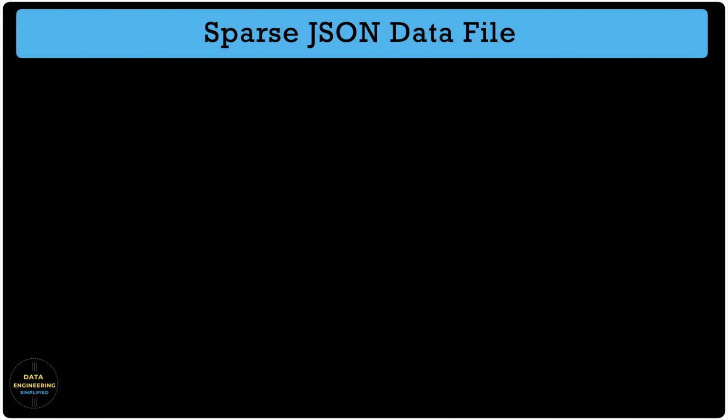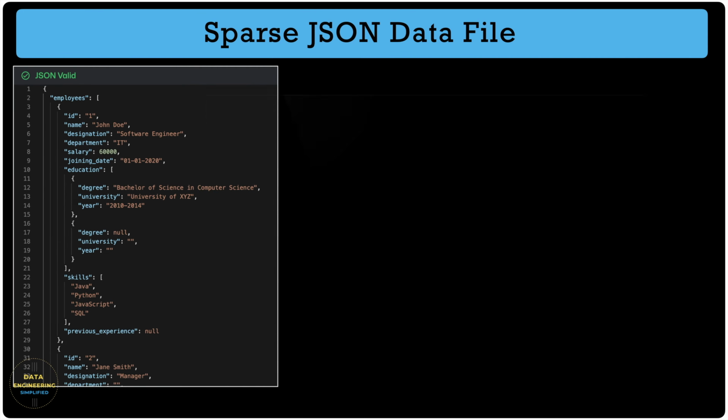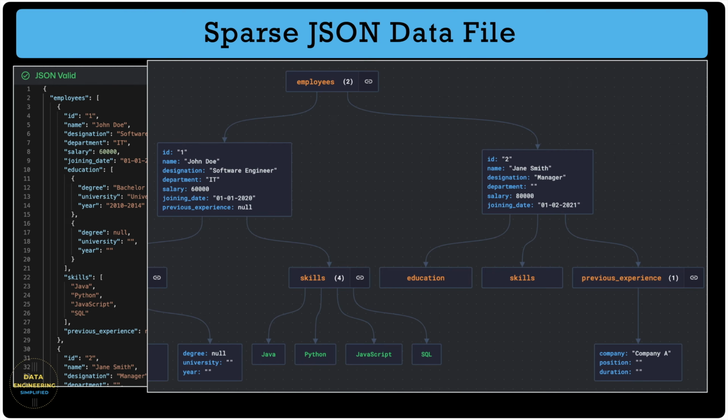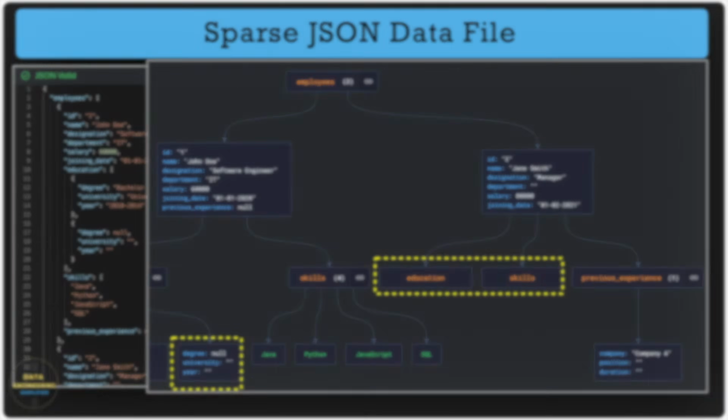This is an example of sparse JSON. It has empty and null values for many elements. If you pay attention, the employee ID 1 object does not have degree and it is null. On the other hand, the employee ID 2 has no education detail information available, and that's why this kind of JSON is called sparse JSON. However, it is a completely valid JSON data file.